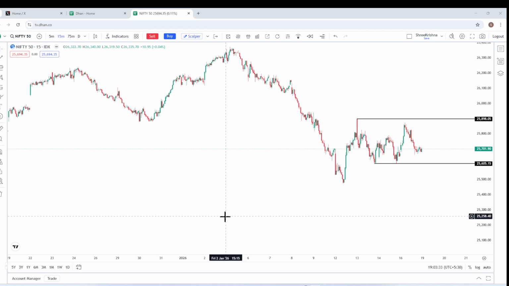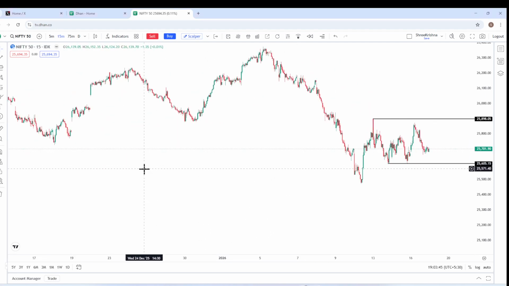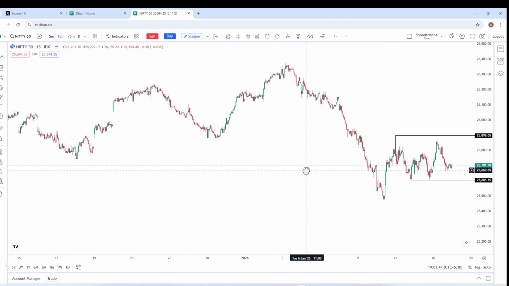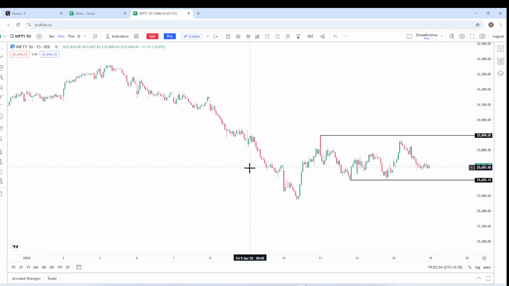So I'll be speaking a little about how do you test yourself within a proper price action method. Now, many people ask whether it is possible to apply price action on the lower time frame, and the answer is yes, it is possible to apply it on the lower time frame.